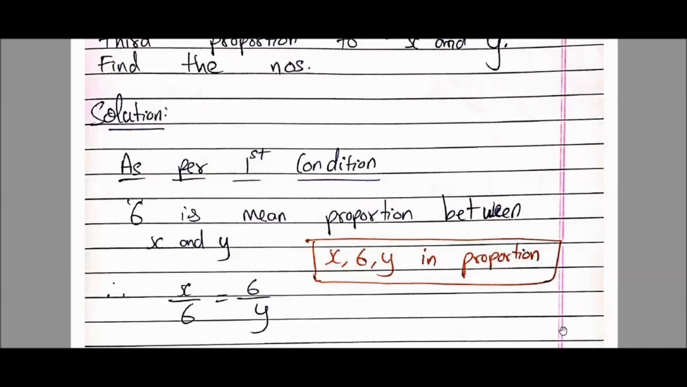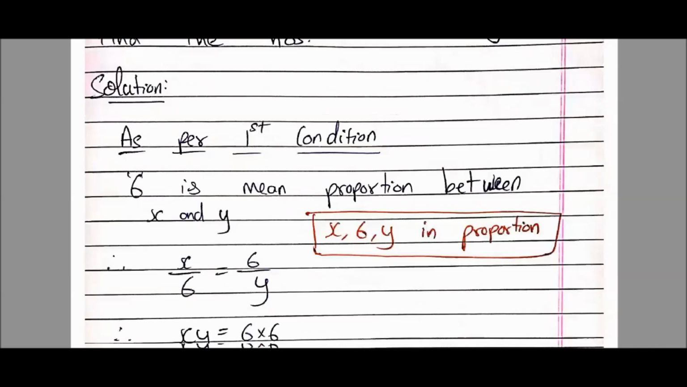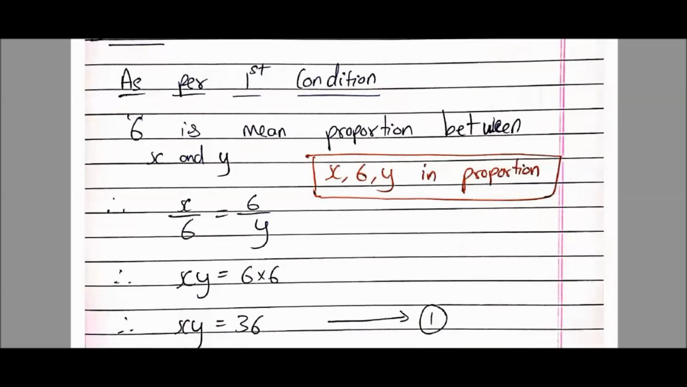Then we can cross multiply. So now can I write like this? X multiplied by Y is XY. 6 multiplied by 6 is here. So XY is equal to 36. I'll get the first equation. I'll call it the first equation. And you know this is the basic rule of maths: whenever there are two unknowns, we should have two equations. Here X and Y, there are two unknowns. That means we should have a second equation also.